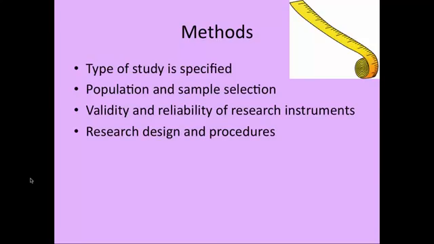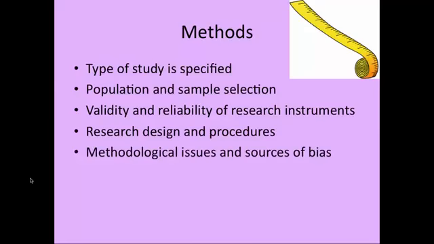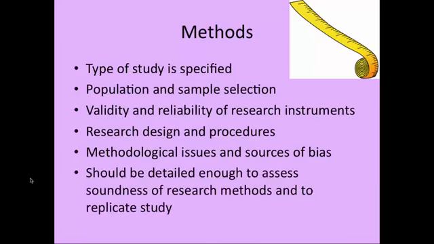So how did they recruit people into the study? When did they assess them? How did they assess them? How many groups were involved? This all should be clearly stated. It should also cover any methodological issues and sources of bias that pertain to the study. Were there any problems in collecting the data that should be mentioned? And are there any sources of bias related to the researchers or related to the data that should be stated?